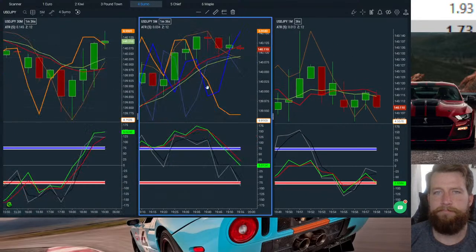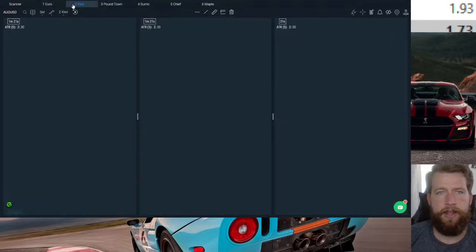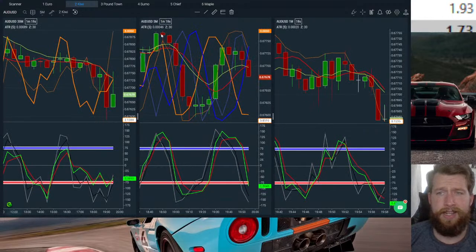Yeah, I just prefer trading the yen, and it's actually moving pretty slow right now though. 30, 34. That's pretty slow. Let's see if anything else is moving. The Aussie US dollar is actually moving a good amount.